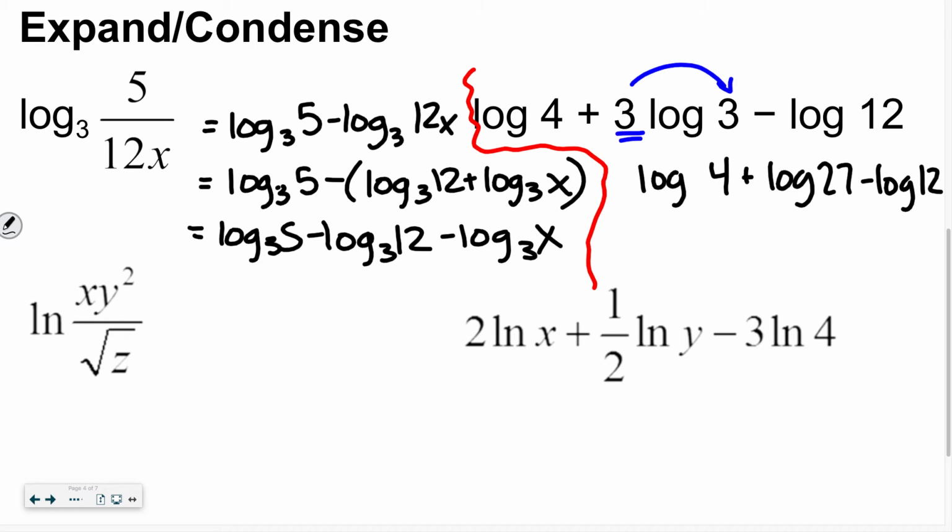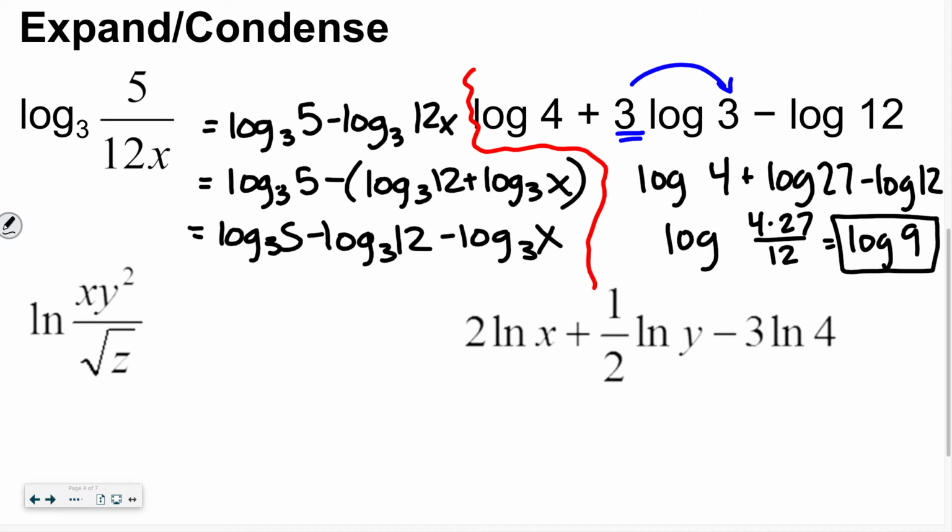And then now I could condense, that's going to be 4 times 27 because those are both positive, so they go up in the numerator. And then 12 has a negative in front, so it's going to be in the denominator. Let's see, what is that? 9. So the log of 9, which 10 to what exponent is 9? I'm not really sure. I'm going to leave it alone.